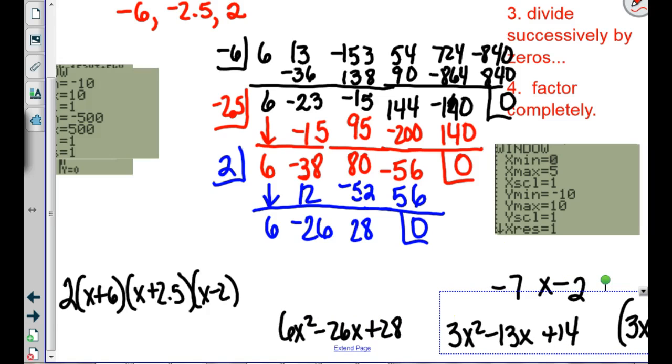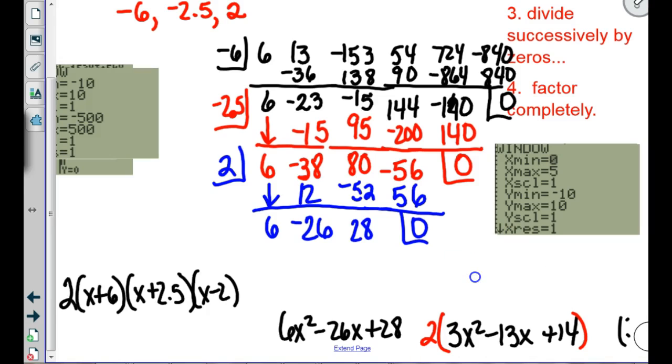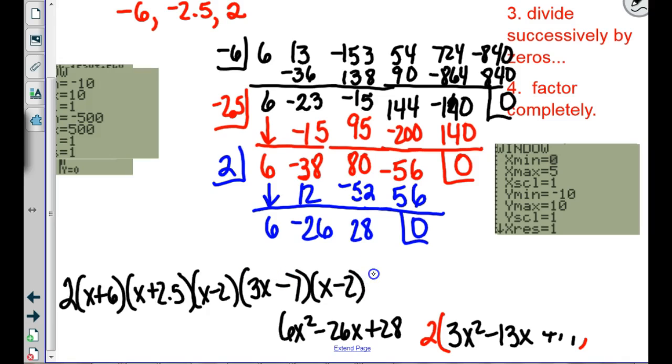I took out a 2, and we got that. And then we factored that. And we got what? A 3x minus 7, guys. And an x minus 2.